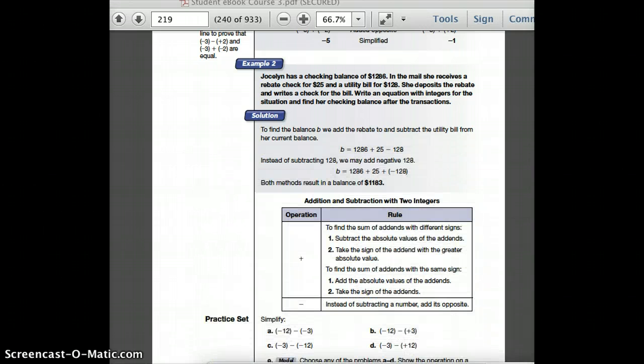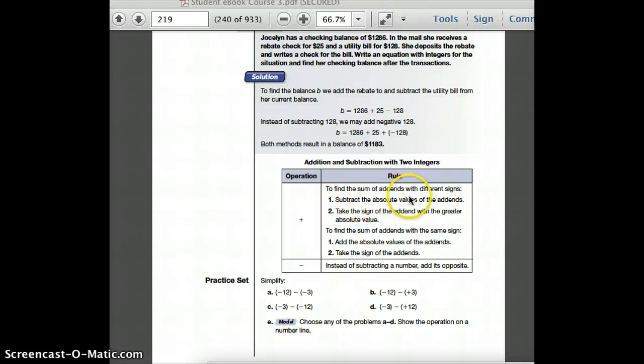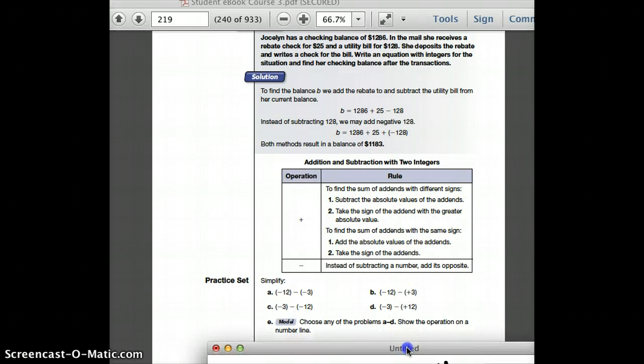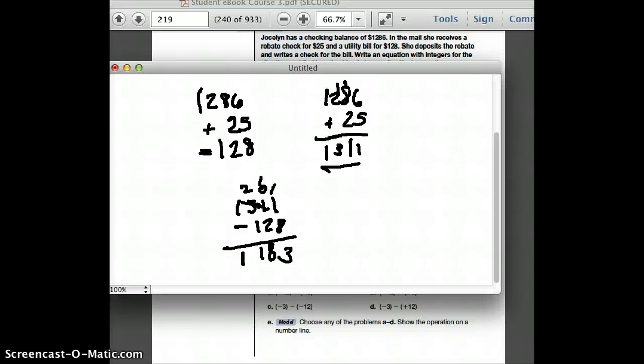Bingo. Okay. There is a rule for this. You can try to memorize the rule when you're adding and subtracting integers. Here, for positive, it says to find the sum of addends with different signs. Okay, so let me show you what this looks like.